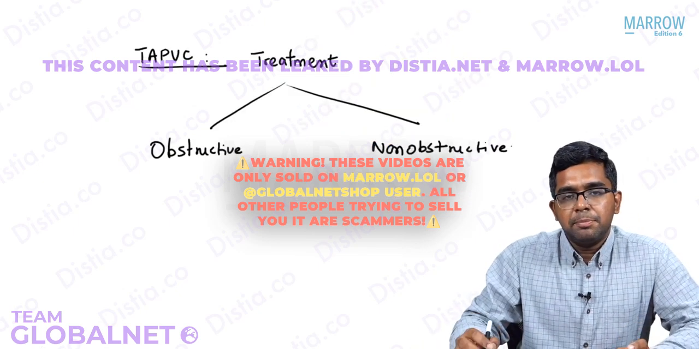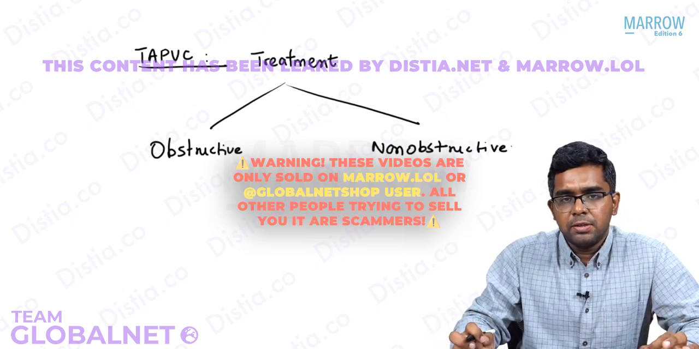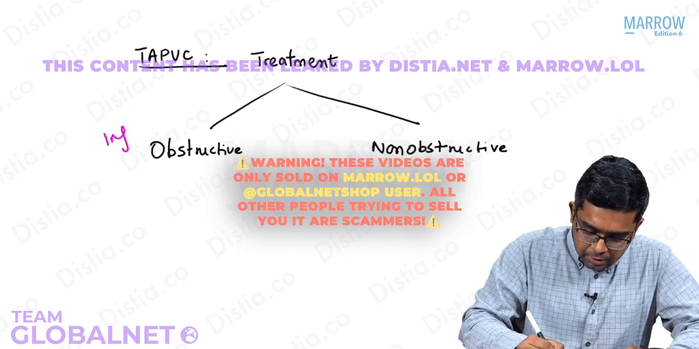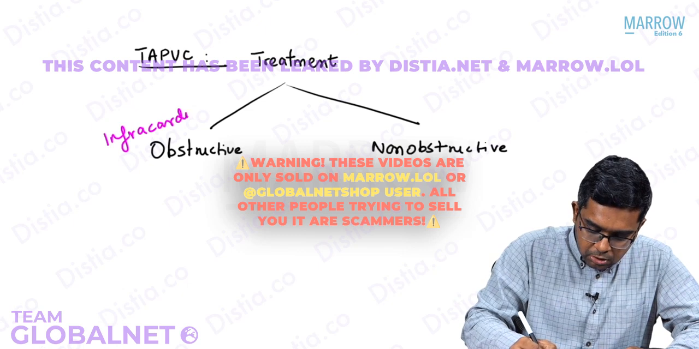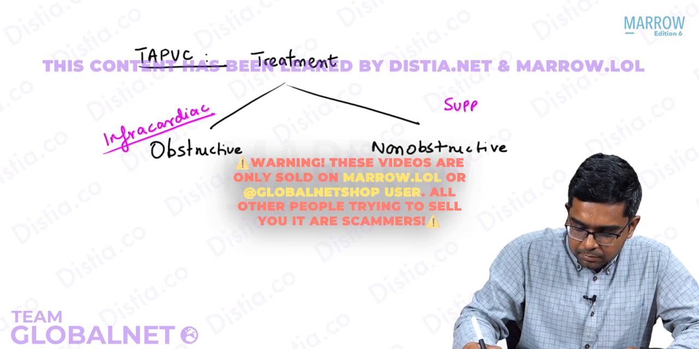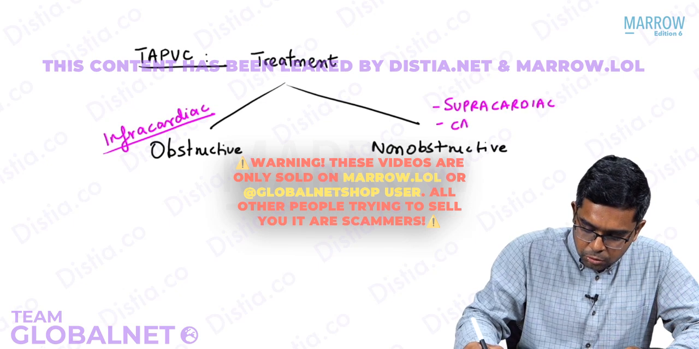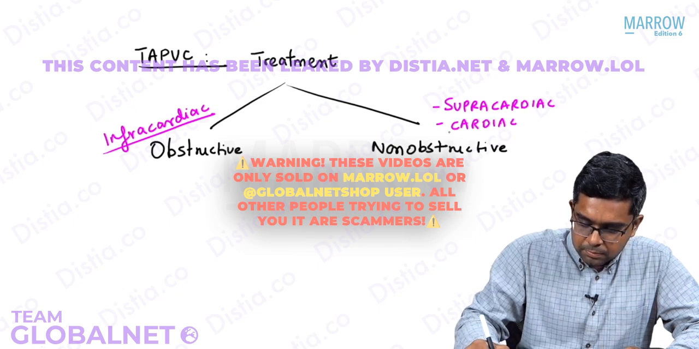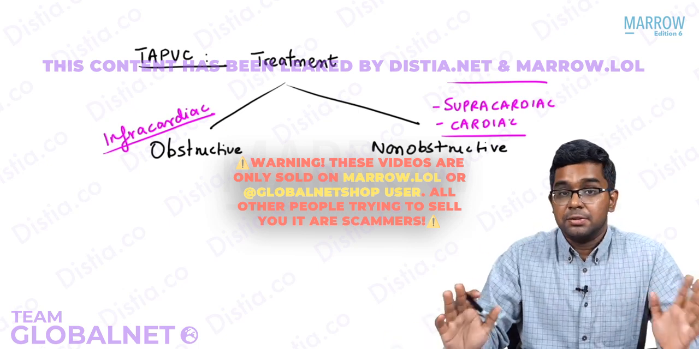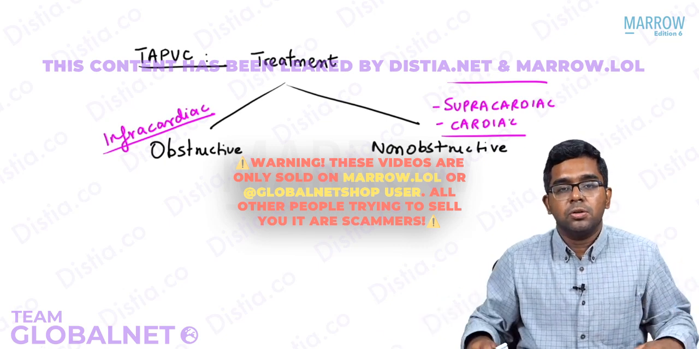Finally is about the treatment for TAPVC. Please remember, treatment depends on whether it's an obstructive lesion or a non-obstructive lesion. As I have said just before, all infracardiac TAPVCs are obstructive conditions, whereas supracardiac and the cardiac variety are usually non-obstructive lesions. Please remember, the only treatment option is surgical correction, nothing else. But the timing of surgery is dependent on whether it's an obstructive or a non-obstructive lesion.